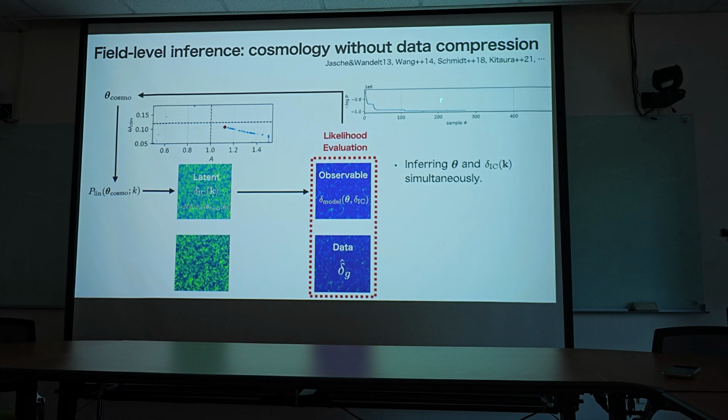And here I'm showing the minus log posterior. At the initial stage, it has quite a high value, but in the warm-up phase, it decreases and converges to some value. So this is what we are doing in cosmological field-level inference. And the point is, we do not compress the data. We are using all the data available at the field level. So by definition, this should be an optimal way to analyze the data.